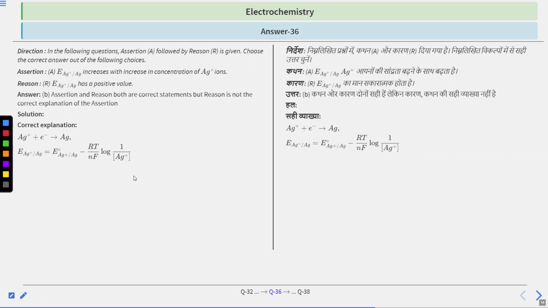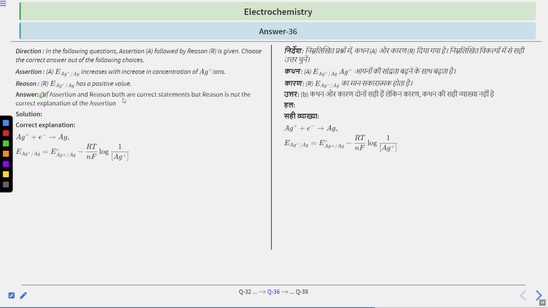So let's see, the correct answer is option B, that is assertion and reason both are correct statements, but reason is not the correct explanation of the assertion. The assertion is: E of Ag positive to Ag increases with the increase of concentration of Ag positive. This is correct, and the reason, E of Ag positive to Ag has a positive value, is also correct. Both are correct, but it is not the correct explanation.